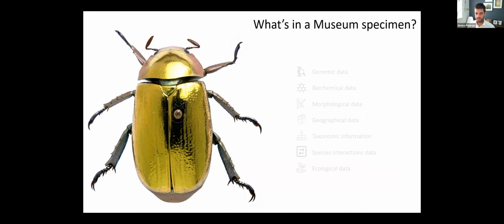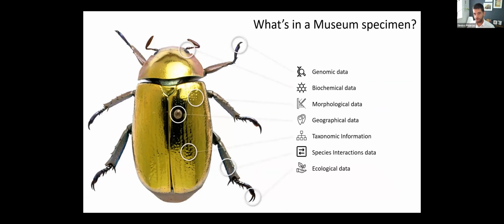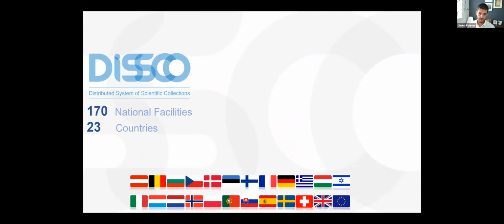But why do scientists want to access the collections? What do they get out of this? Basically, a physical object is nothing else but a container of a lot of information that the scientists are trying to extract: genomic data, biochemical data, morphological data, taxonomic data, species interactions data, and ecological information. In that sense, we now have a new initiative in Europe that is trying to lower the threshold of access across all of those collections.